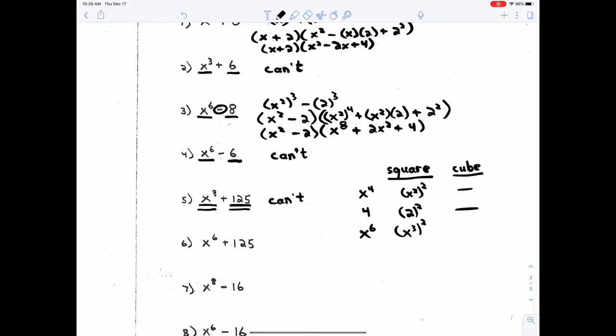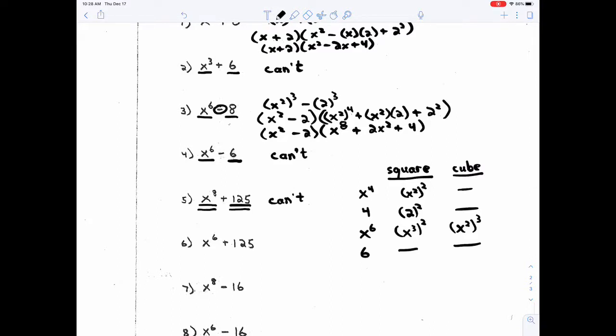Okay? But it's also a cube because that's x squared cubed. So x to the 6 works as both a square and a cube. Okay, how about 6? Just the number 6. That's neither a square nor a cube. There's no integer, we're not going to deal with square roots here, that when you multiply it by itself will give you 6, and there's no number that when you multiply it by itself 3 times gives you a cube.